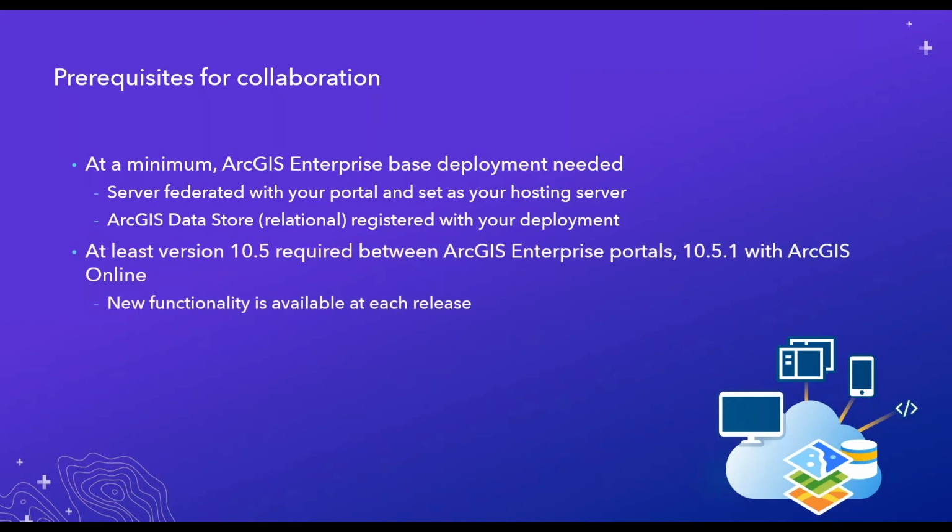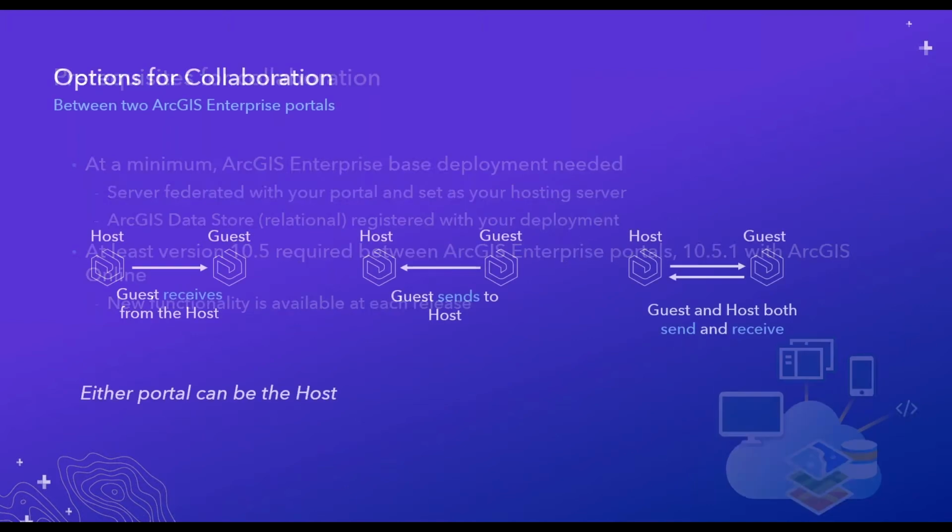The earliest version at which you could do portal-to-portal collaboration is 10.5. And if you're looking to do collaboration between ArcGIS Online and ArcGIS Enterprise Portal, that would be 10.5.1. Of course, we've added new functionality at every release, and a little later on, we're going to go through some of the interesting nuggets that we have in our current release.